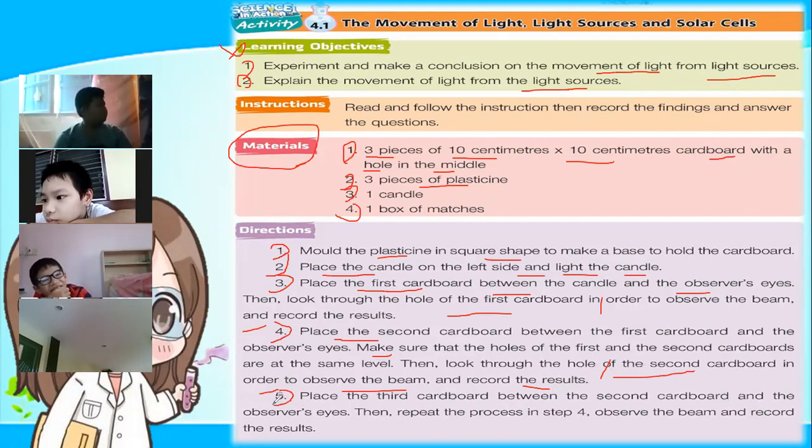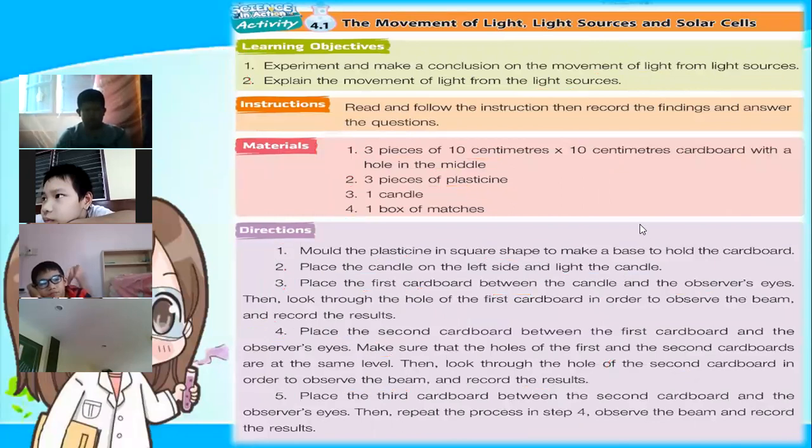Now, number 5, we have to place the third cardboard between the second cardboard and the observer's eye. Then repeat the process in step 4. The same process that we do in step number 4, we will do again after placing the third cardboard, and then we observe the beam and record the result. Okay, students, do you understand what we are going to do?